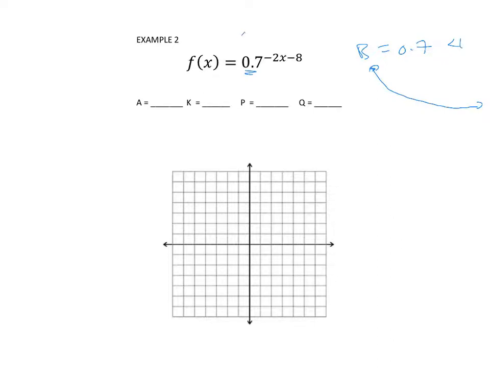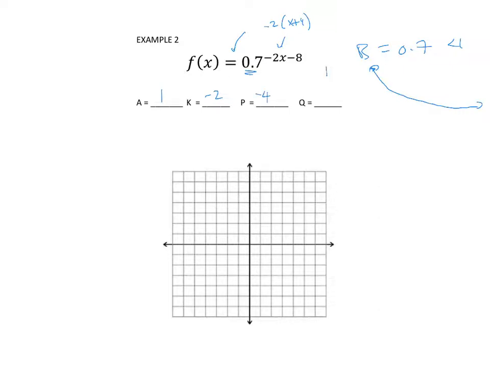Well, what's the A? What's the number in front of the 0.7? There's nothing. It's a 1. Nothing has happened. What's the number in front of x? It's -2. Now, what's the P value? Keep in mind, if you really want to find the true phase shift, you're going to have to change it to factored form. In other words, this -2 must be factored out, and you have x plus 4. That means you're moving 4 to the left.